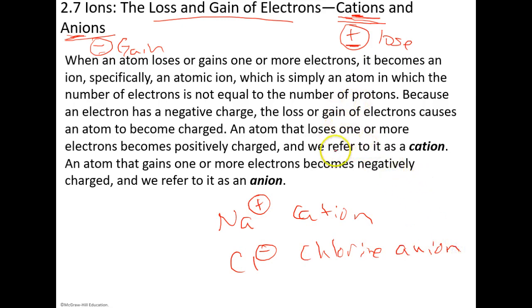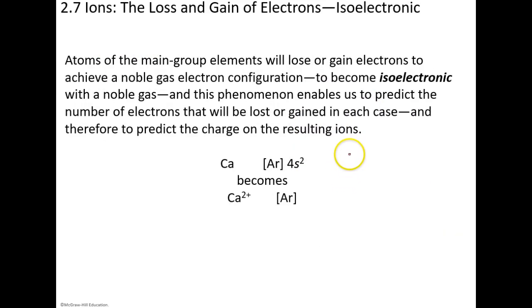Okay, and they're going to gain and lose electrons depending on how many it does, so that it has the same electron configuration as its closest noble gas. Like I said, we'll learn about that in another chapter. So let's talk about this term isoelectronic and how it affects the electron configurations.